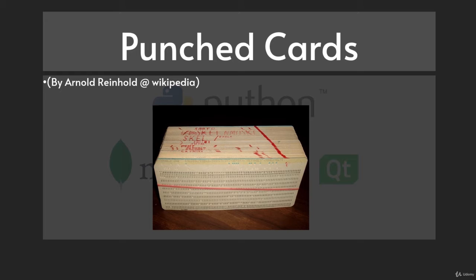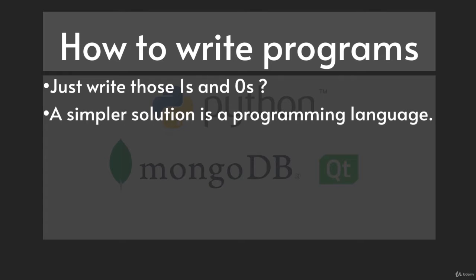to represent a computer program, and this stack of punched cards represents a computer program. So how do we write a computer program? Well, we can choose to write ones and zeros as I showed you earlier, like the punched cards example.